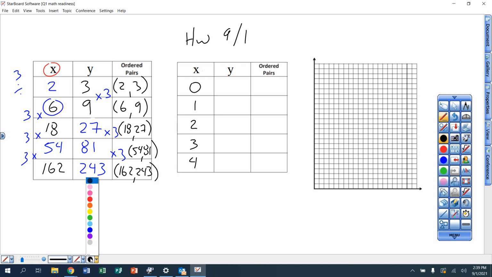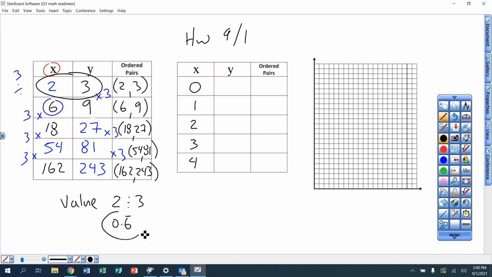To find the value of this table, take any two pairs and divide them out. So again, you need to know how to find the value. Take any pair, divide the first number by the second one. 2 divided by 3 gives you 0.6 with a bar over it because it's repeating. Any of those ratios, 18 divided by 27, would have given you that same 0.6 with a bar over it. They're all equivalent ratios.